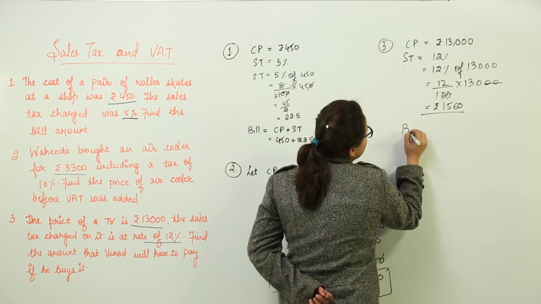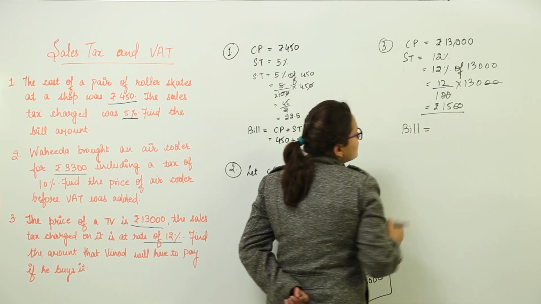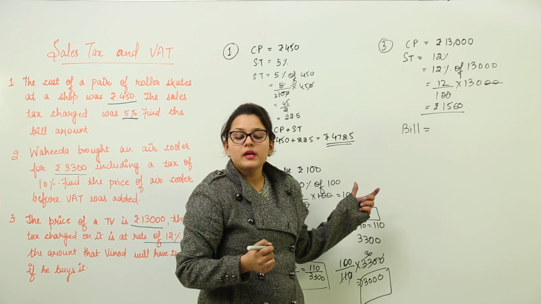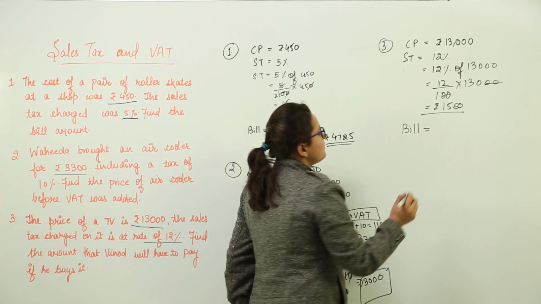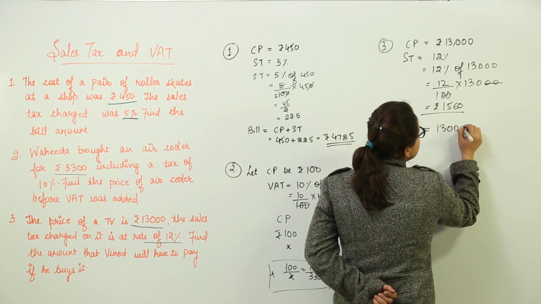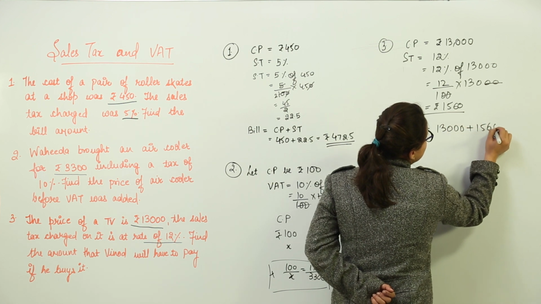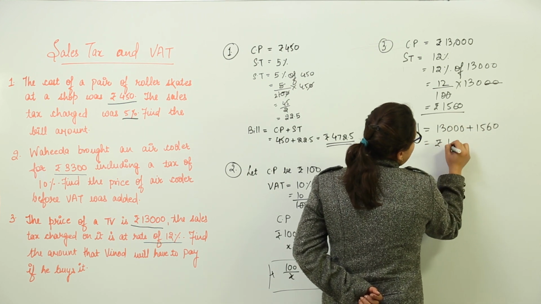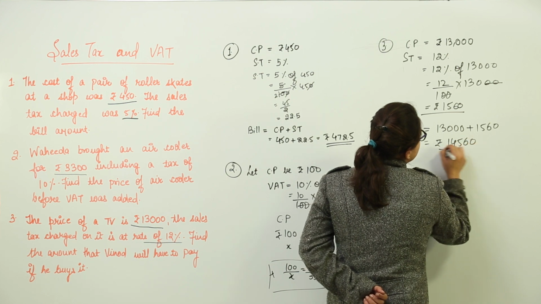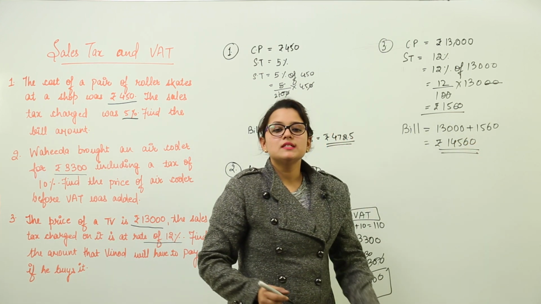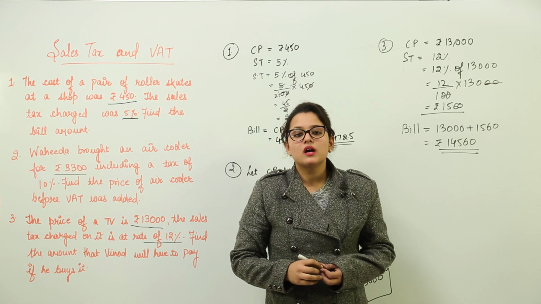Now the total billing amount that Vinod will have to pay if he buys this TV would be 13,000 plus 1560 equal to rupees 14,560. So this is how sales tax and value added taxes are calculated.